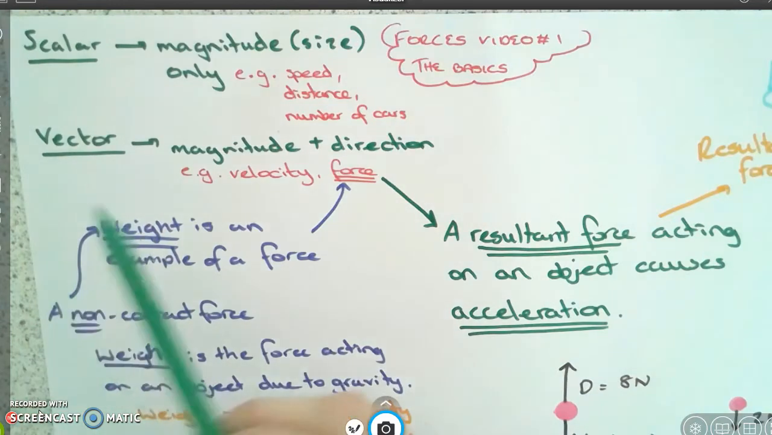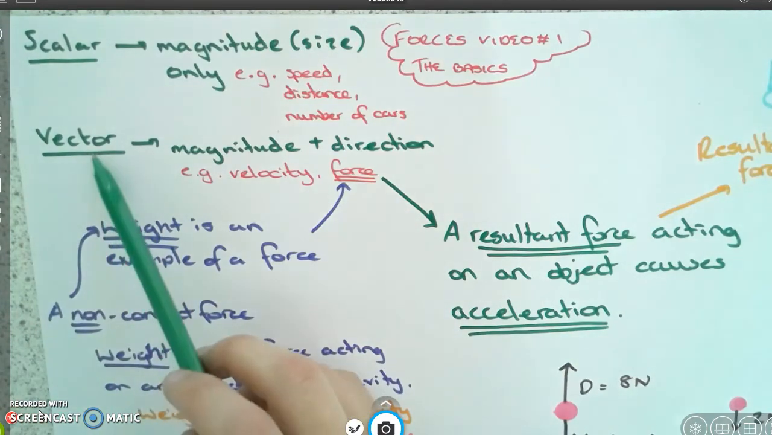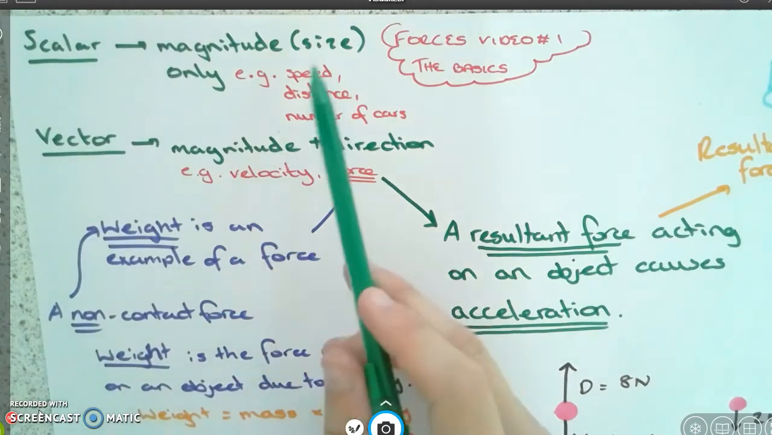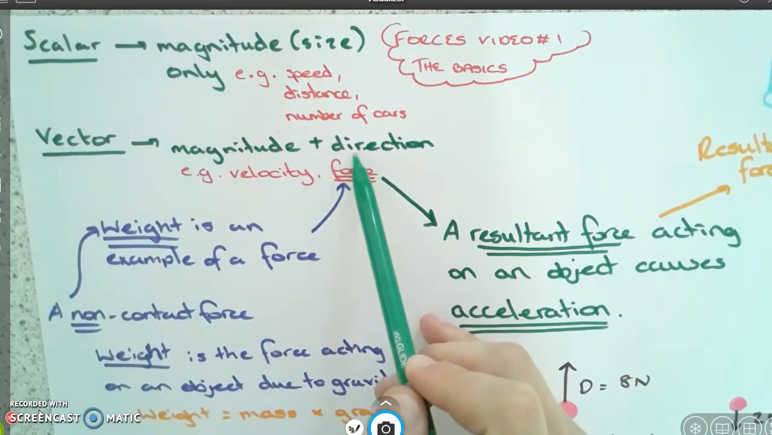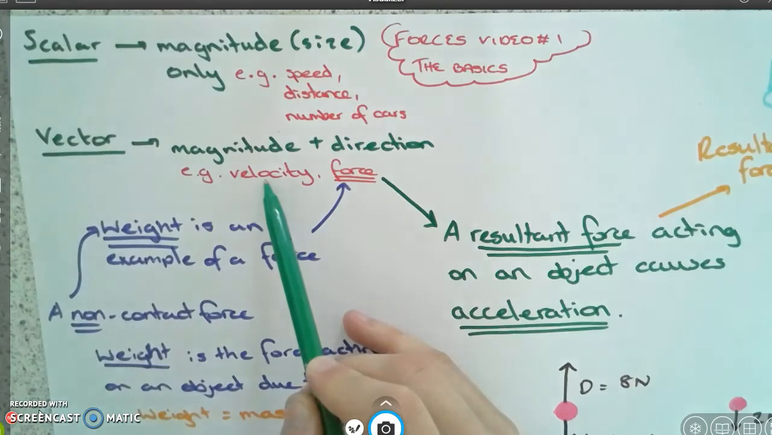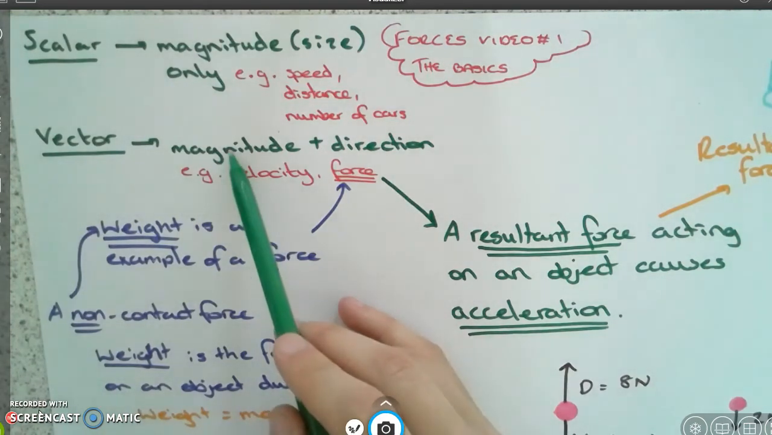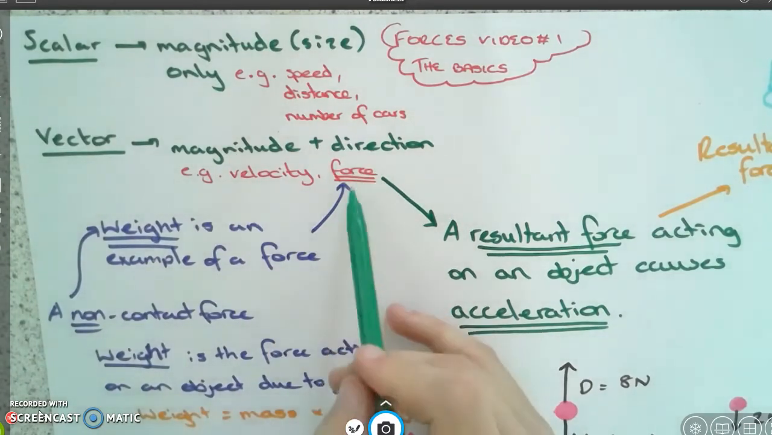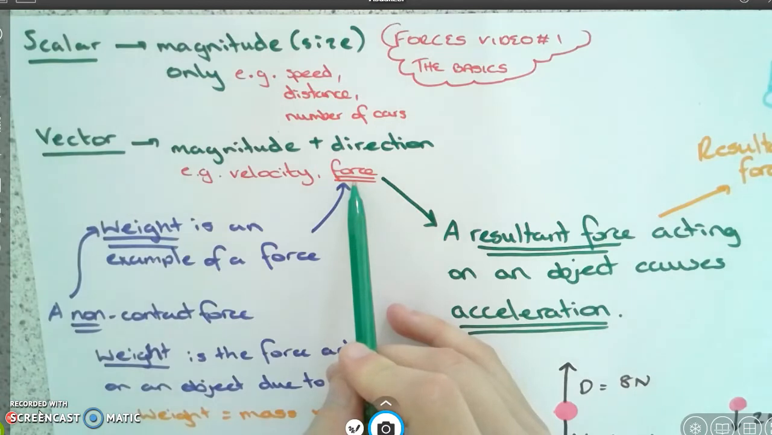This is in direct contrast to vector quantities. Vector quantities are quantities that have a number that has magnitude, a size, and an associated direction. And an example here is velocity. So when I say that the car is travelling with a velocity of 70 miles per hour towards Exeter, that must be a velocity because it's got a magnitude, 70 miles per hour, and an associated direction, which is towards Exeter. Forces are always vector quantities too.